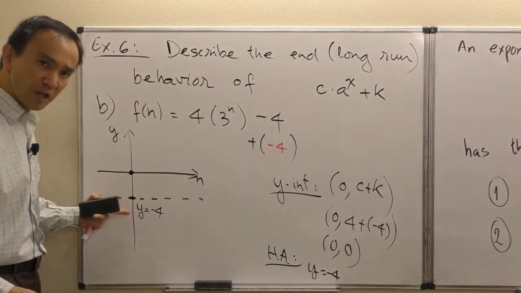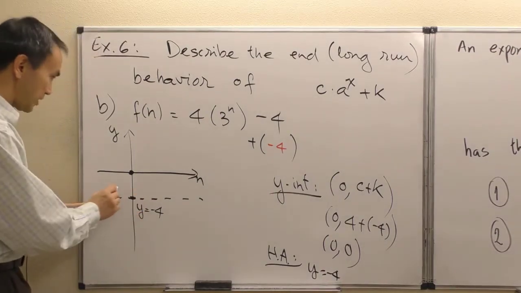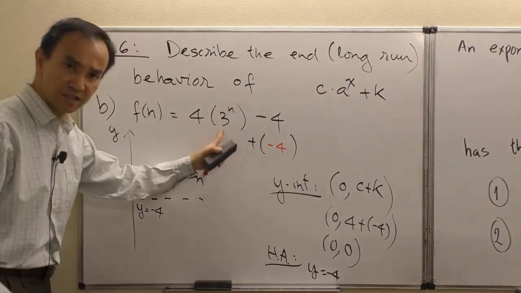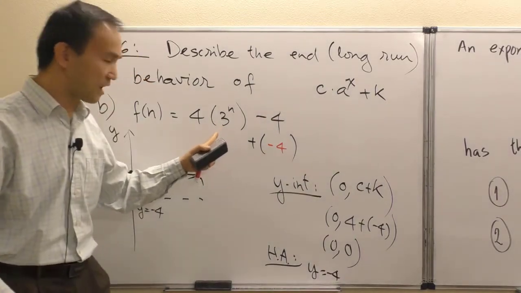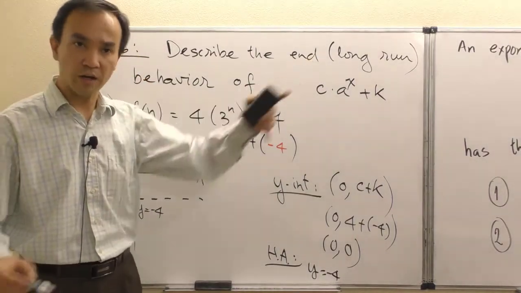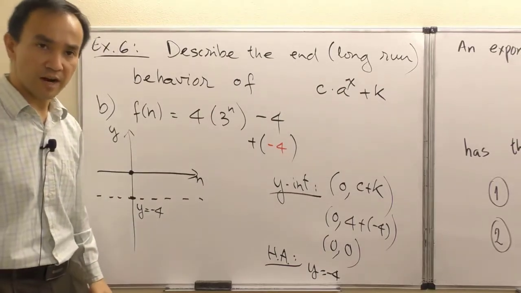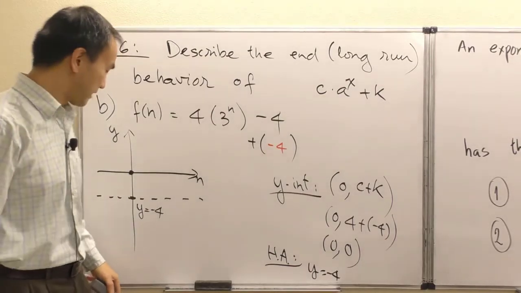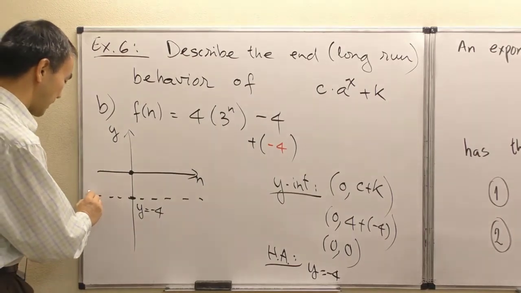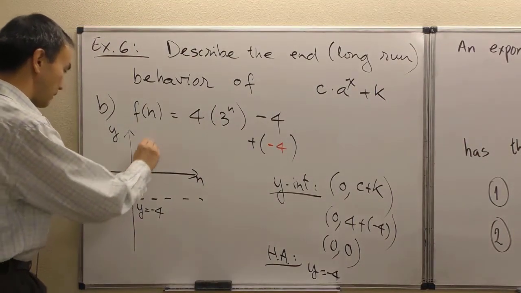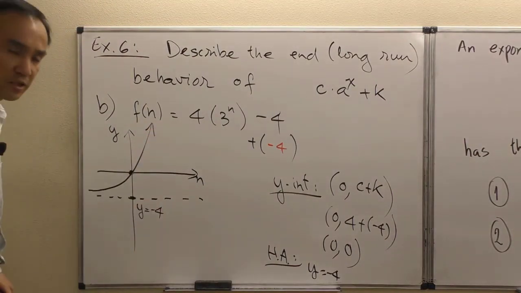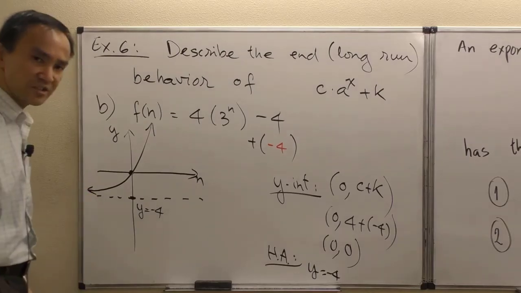Okay, and so if the y-intercept is up here, and the horizontal asymptote is below here, then our graph has to go like this, and it's consistent with the fact that our base is greater than 1. The graph has to be a rising graph from the left to the right. And so now it has to go as follows, just like that shape again.